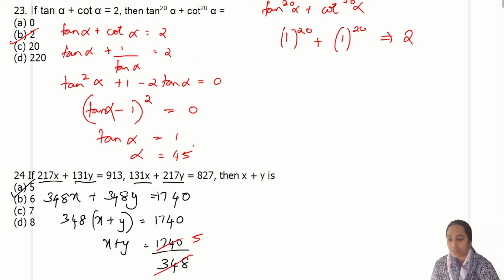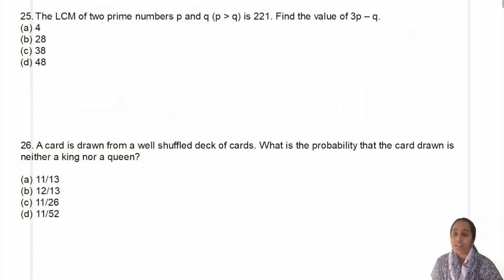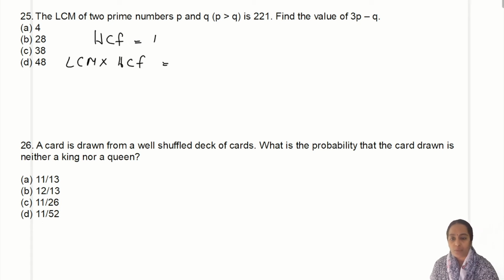Okay, now let's move on to the next question, children. We have question number 25 here. The LCM of two prime numbers P and Q is 221. Find the value of 3P minus Q. See, when we have two prime numbers, what is the HCF, children? HCF is going to be 1 for prime numbers. And we also have the formula: LCM multiplied by HCF equals the product of the two numbers.